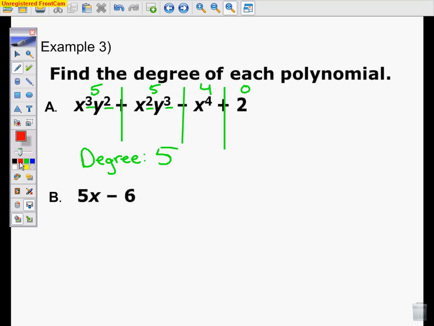All right, last one here. The first term has a degree of 1. The second term has a degree of 0. So the whole thing has a degree of 1.